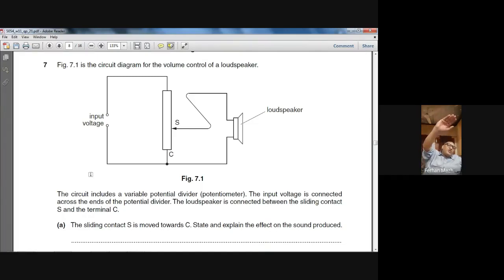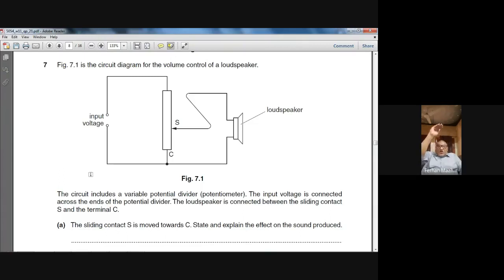When you move S towards C, the length of R2 will decrease. The value of the resistance R2 will decrease. So the voltage drop across R2 will decrease. So the voltage given to the loudspeaker will decrease. So the sound produced by the loudspeaker will become fainter.